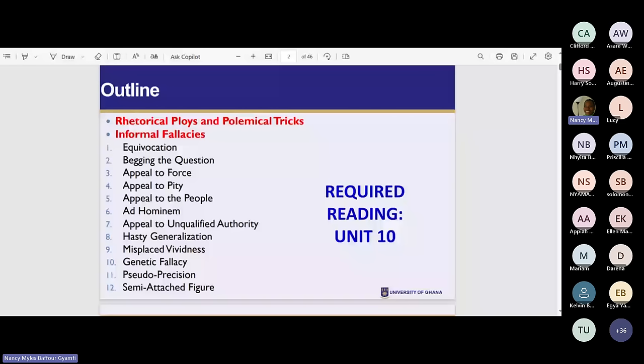The content, though, like I always say, can serve all groups if a member of that group wants to access it, because the content is the same for all groups. We are discussing the very final unit, like I said, which is titled Informal Fallacies.